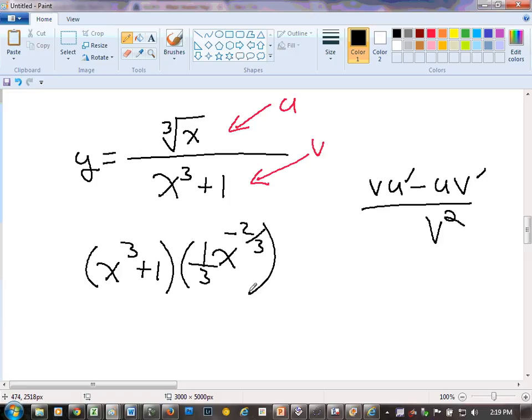And then we subtract the u part. So x to the 1/3. Can we look at this and get 3x squared out of it?